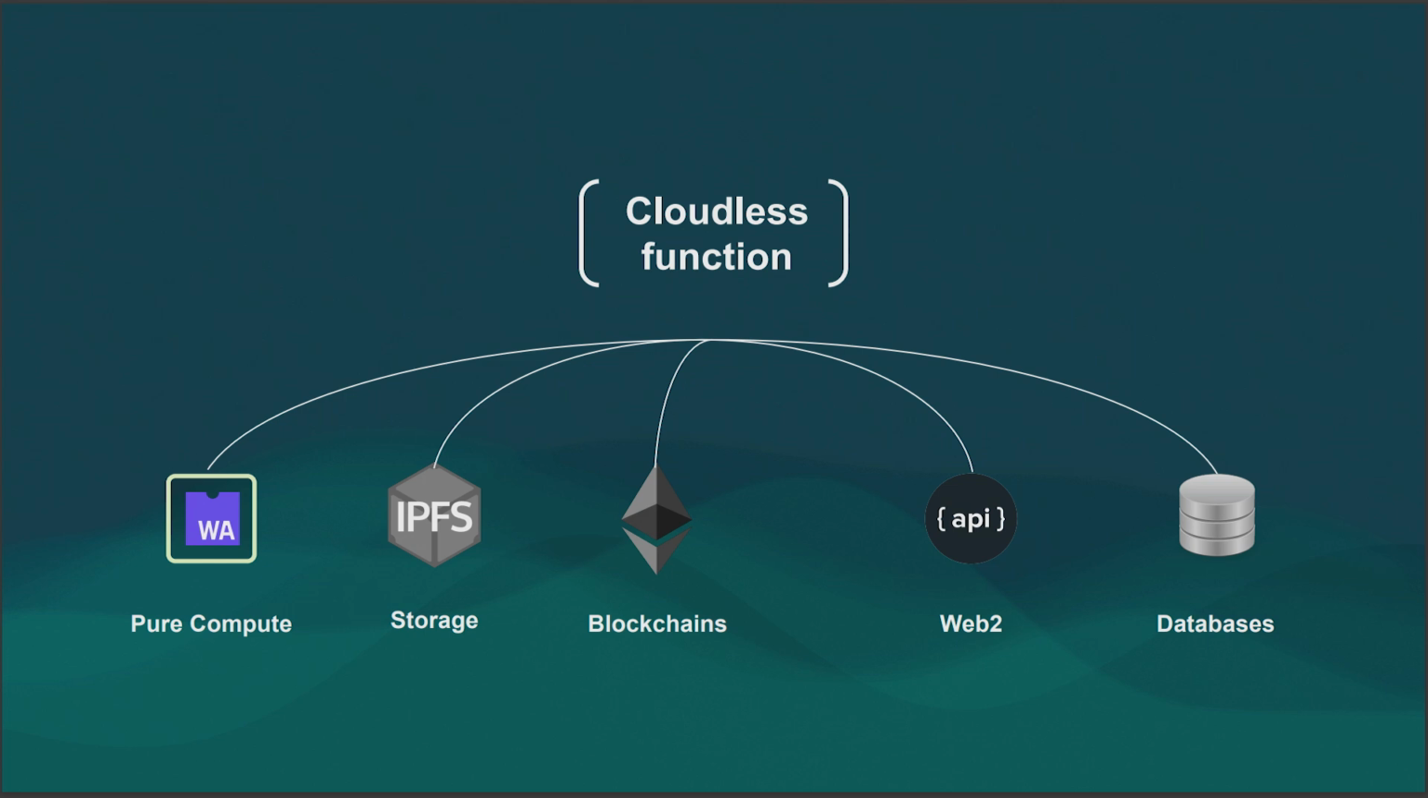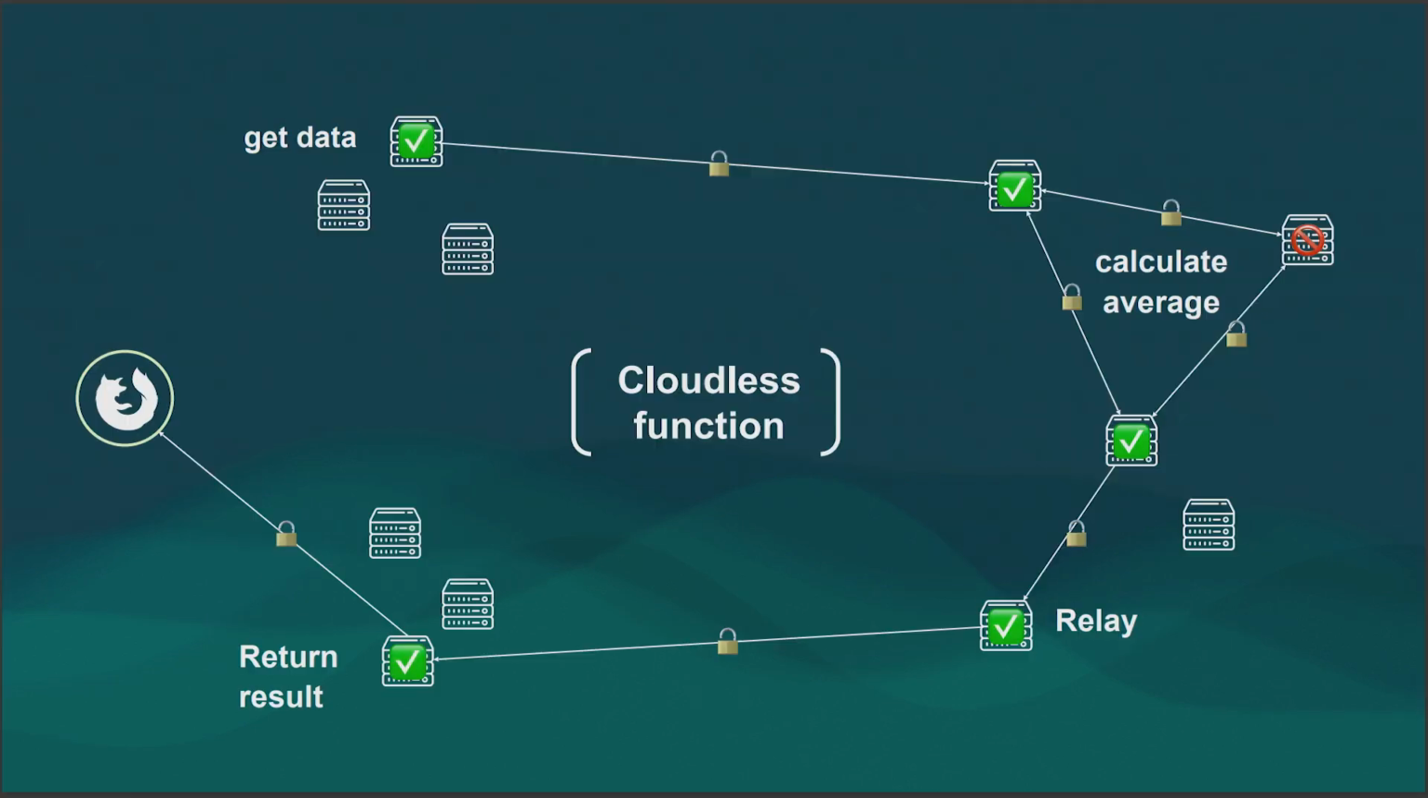And as I mentioned before, providers are differentiated by different managed services that they provide, and cloudless functions allow to be integrated with different protocols, be it storage, blockchains, Web2 APIs, or databases, Web2 or Web3. As long as it has a network API or CLI client, it's possible to integrate it into Fluence, which is virtually everything.